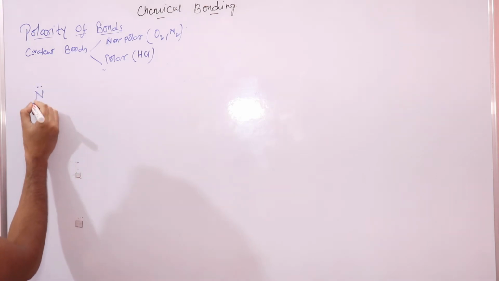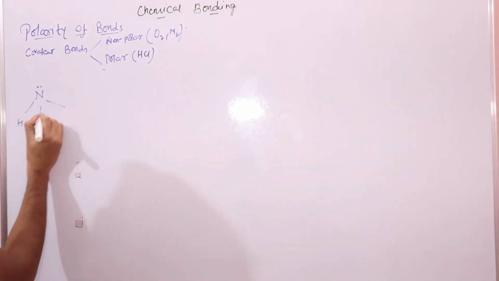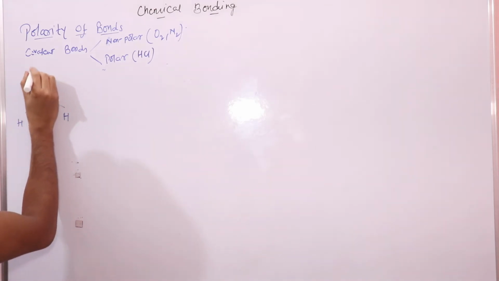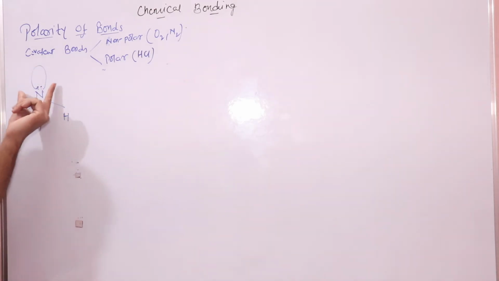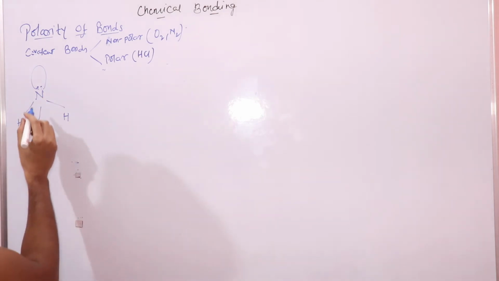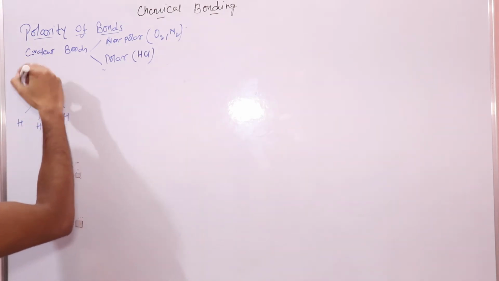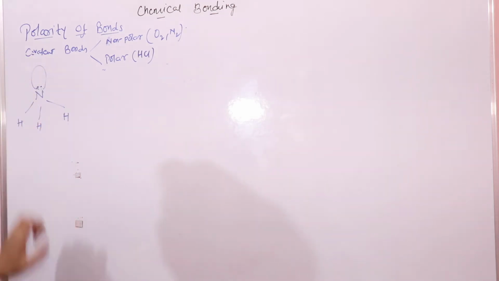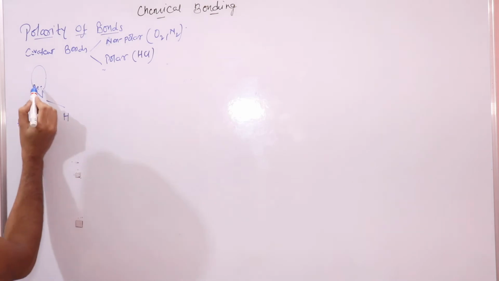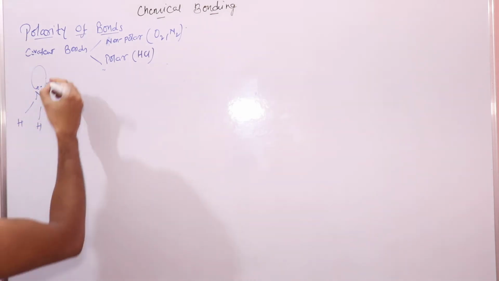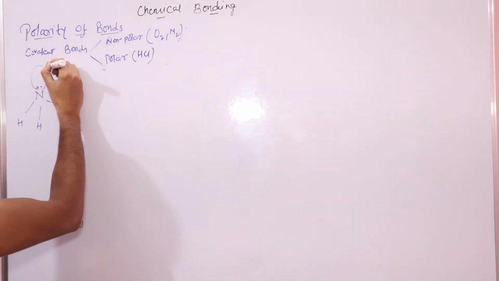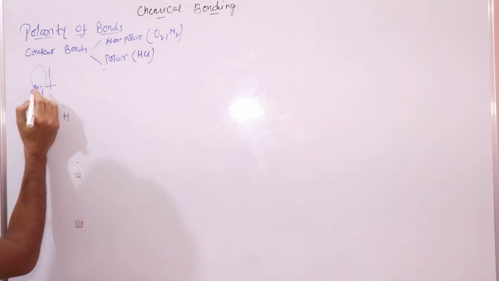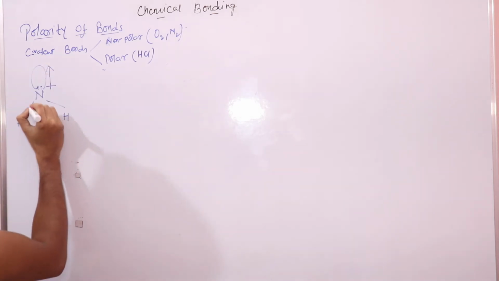This is how ammonia looks. There's a lone pair present in one of the orbitals, so this has an orbital dipole moment. Since the lone pair is in this direction, above nitrogen, the dipole moment for this lone pair would be represented this way.